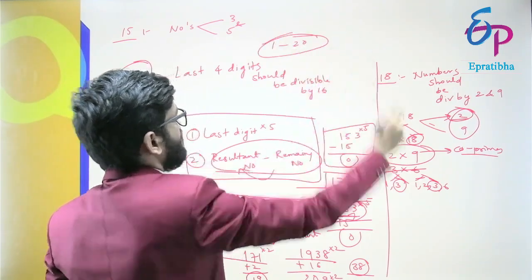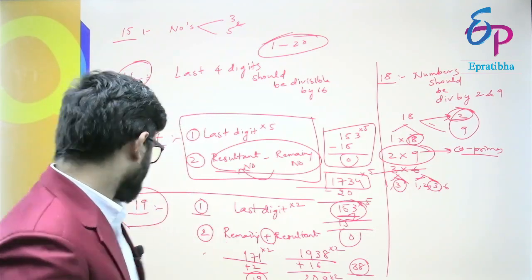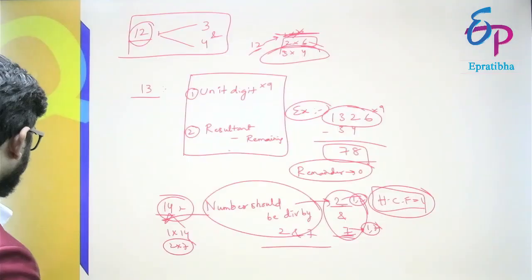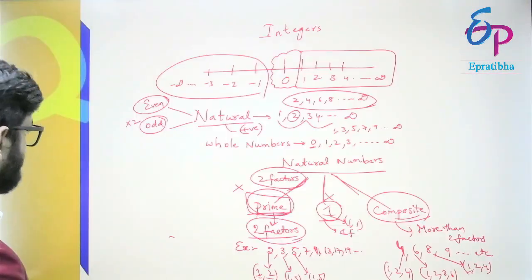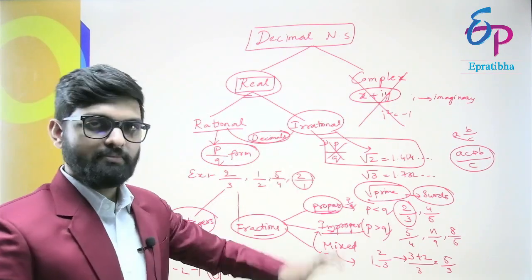So let's see from the top again. Let's revise and let's conclude the session here itself. So let's come from the start. What we have seen until now. First we have started with classification, right? So we are going to follow decimal number system.